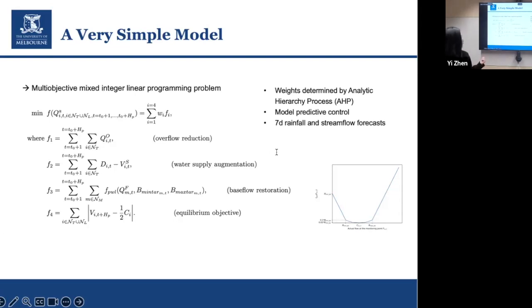And the fourth objective is the equilibrium objective, which is trying to push the water level in the ending balance of the water level in the storages to half of its capacity. And it's designed to softly restrict the releases so that we have a buffer against forecast error. And then we apply a mixed integer linear programming solver to solve the problem and determine the daily releases from the storages.